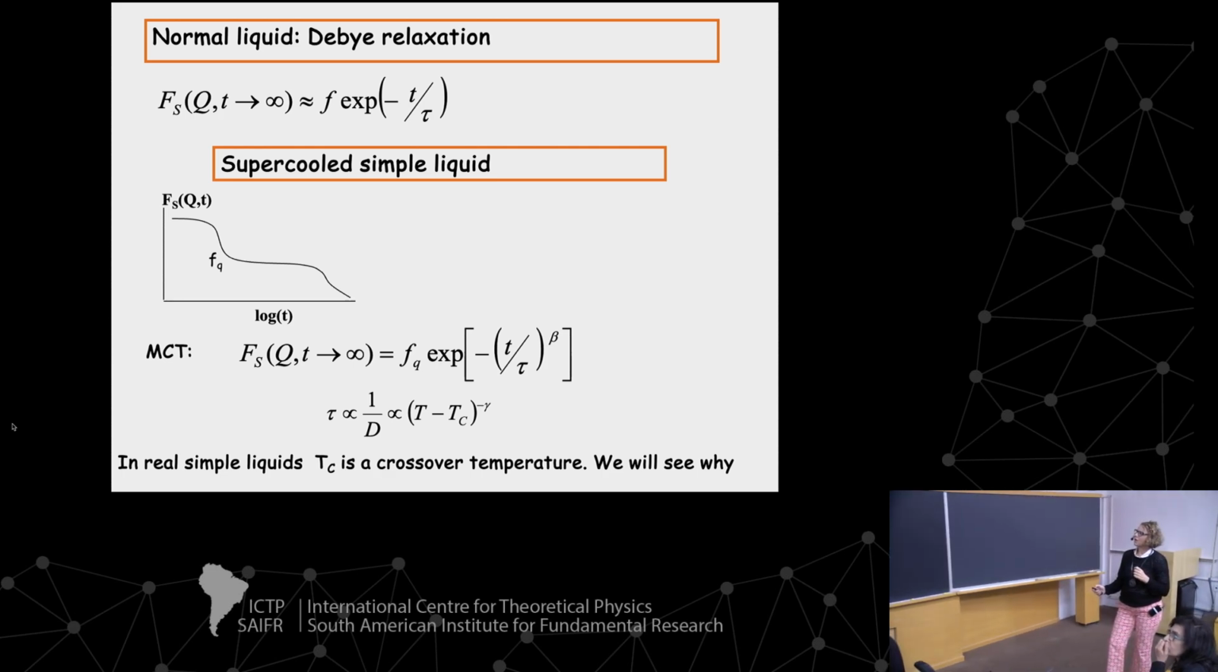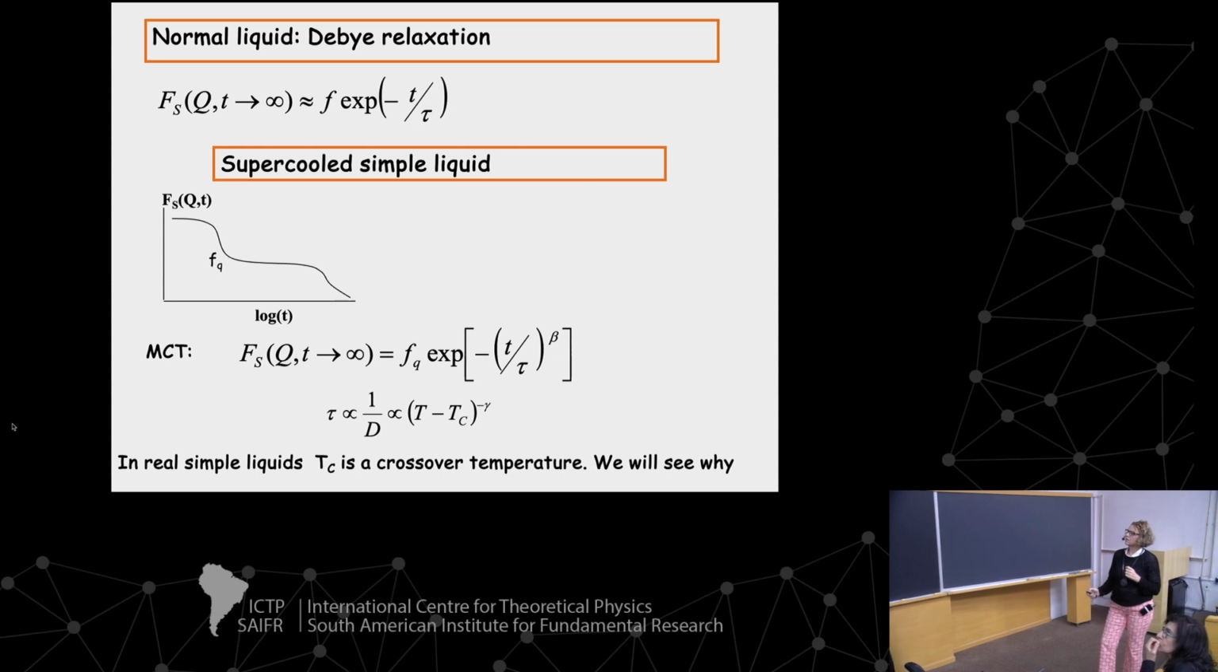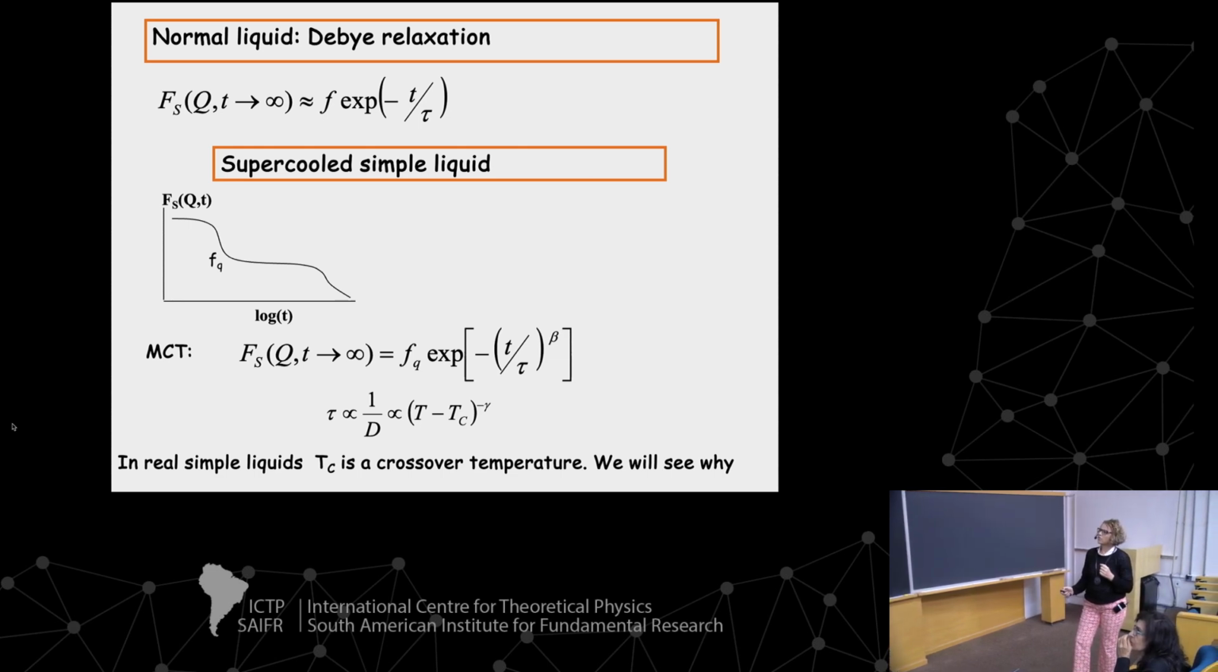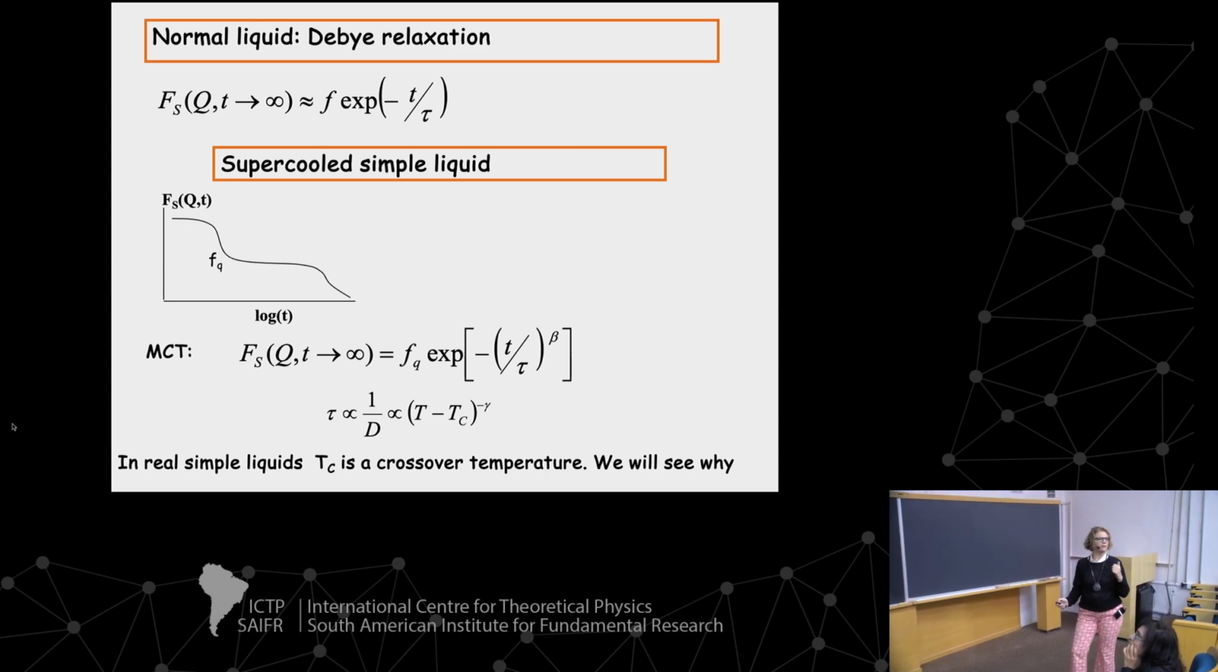And the tau that you extract here, MCT predicts that it goes like 1 over D, where D is the diffusion coefficient that you get from the mean square displacement.